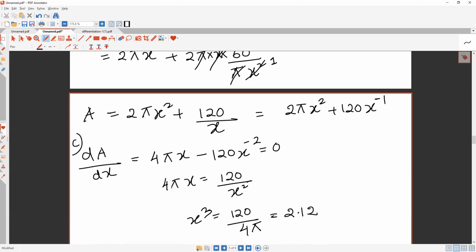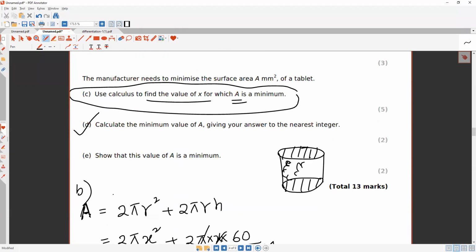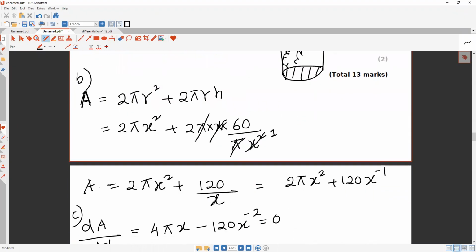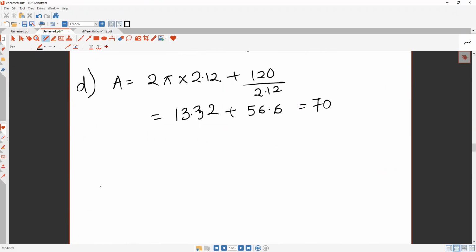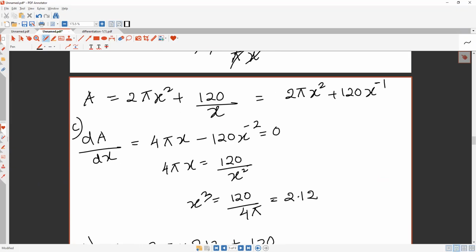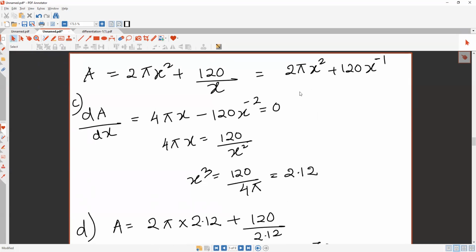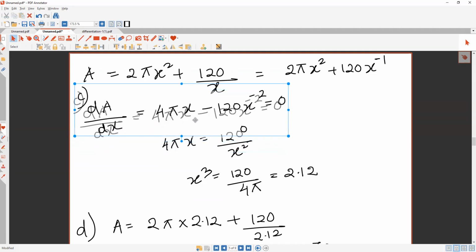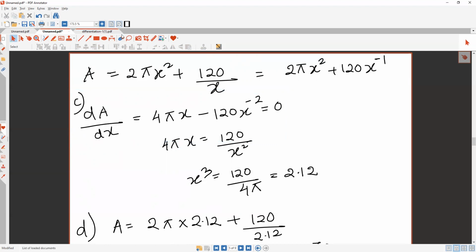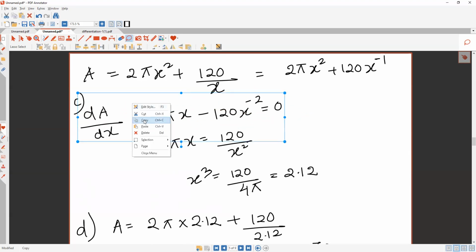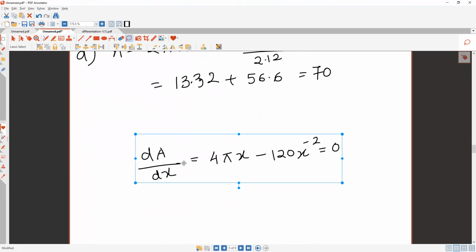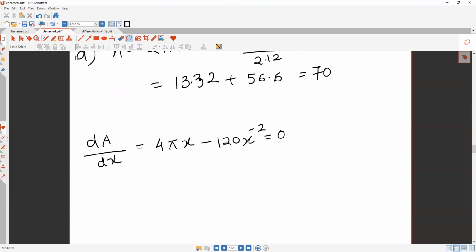Okay, then I think next part you guys can do on your own. It's of 2 marks. You have to just double differentiate and in place of x you have to put 2.12. You have to double differentiate what you have already differentiated. So let's see. This is our differentiation. Copy, paste. I have to double differentiate this. This is for D part.